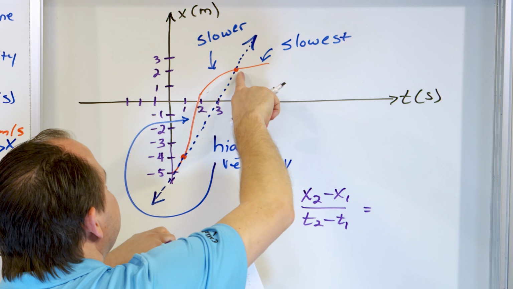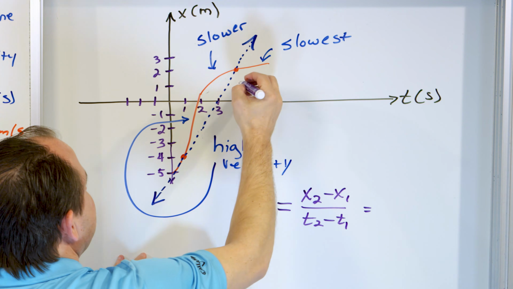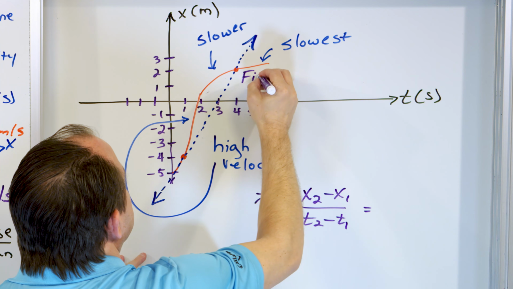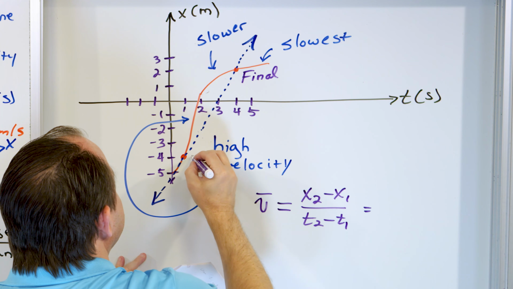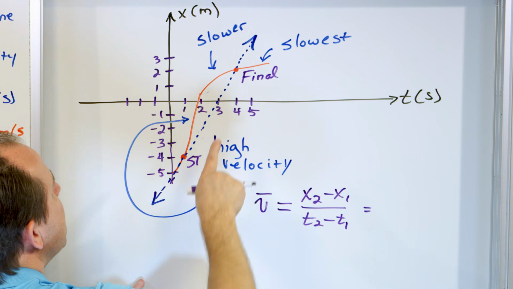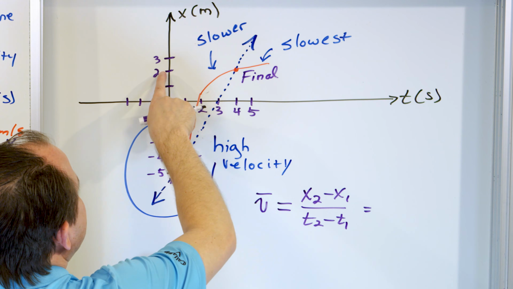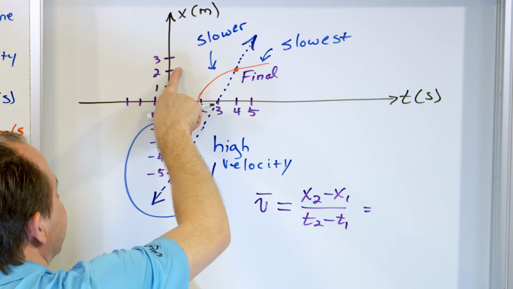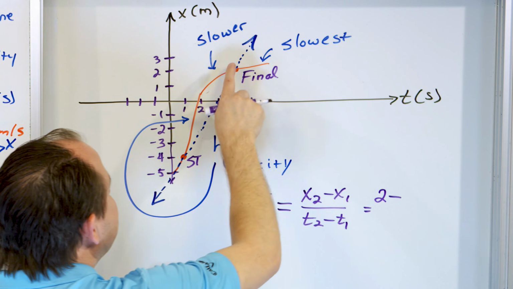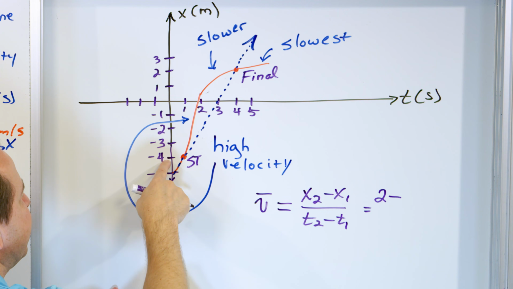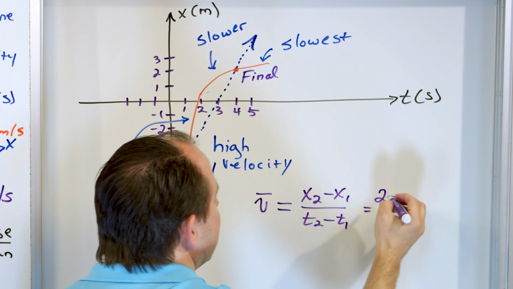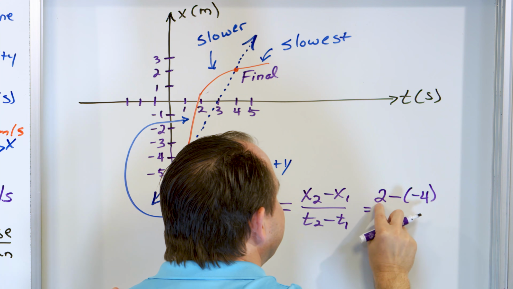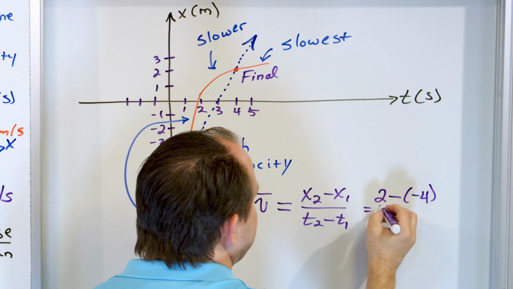Time is increasing. So this is the final position, and this is the initial position. So I'll put final, and I'll put st for start. So what is the position? The position over here, because this is time, is 2 meters, positive 2 meters. And the initial position over here is negative 4 meters. So it's 2 minus the negative 4.